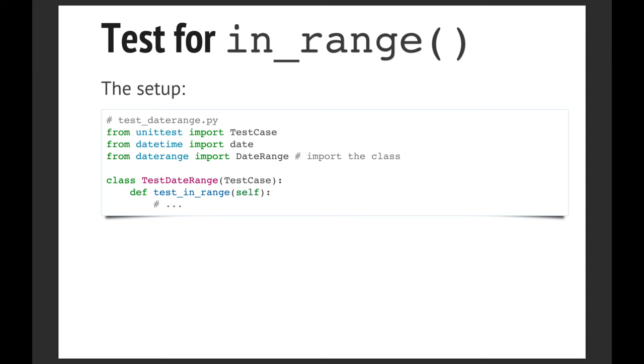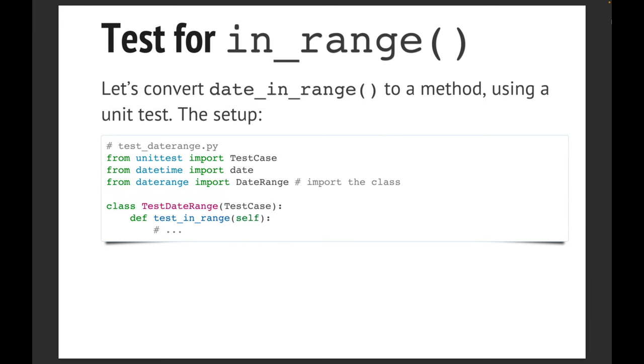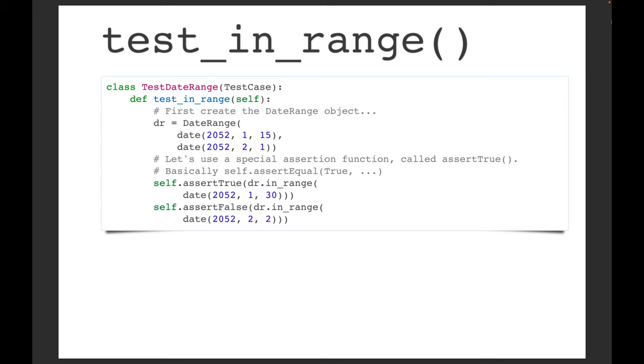So we create a subclass called TestDateRange and a test method named testInRange. That's where the action happens. We start by creating an instance of DateRange, covering a few days in the year 2052. And we are going to use a pair of new assertion methods called assertTrue and assertFalse. These work like assertEqual, but just take one argument. And the test passes if that argument is true, or if it's false, depending on which one you choose. So we call dr.inRange twice inside these two assert statements, passing in a date that we know is actually in the range and another date we know is not.